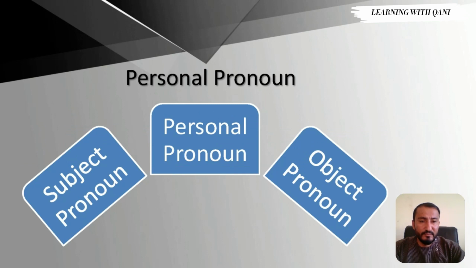What is a personal pronoun? The personal pronouns are divided into two parts. They are subject pronouns and object pronouns.